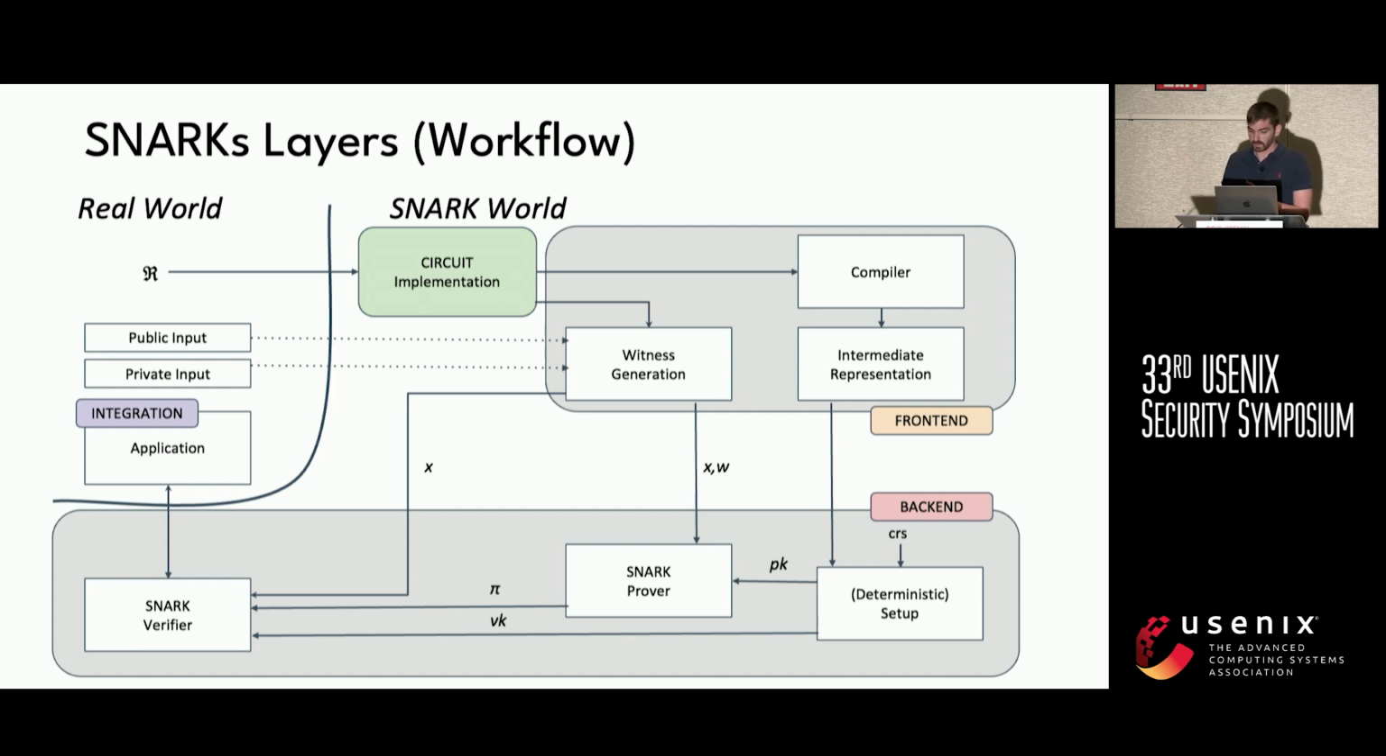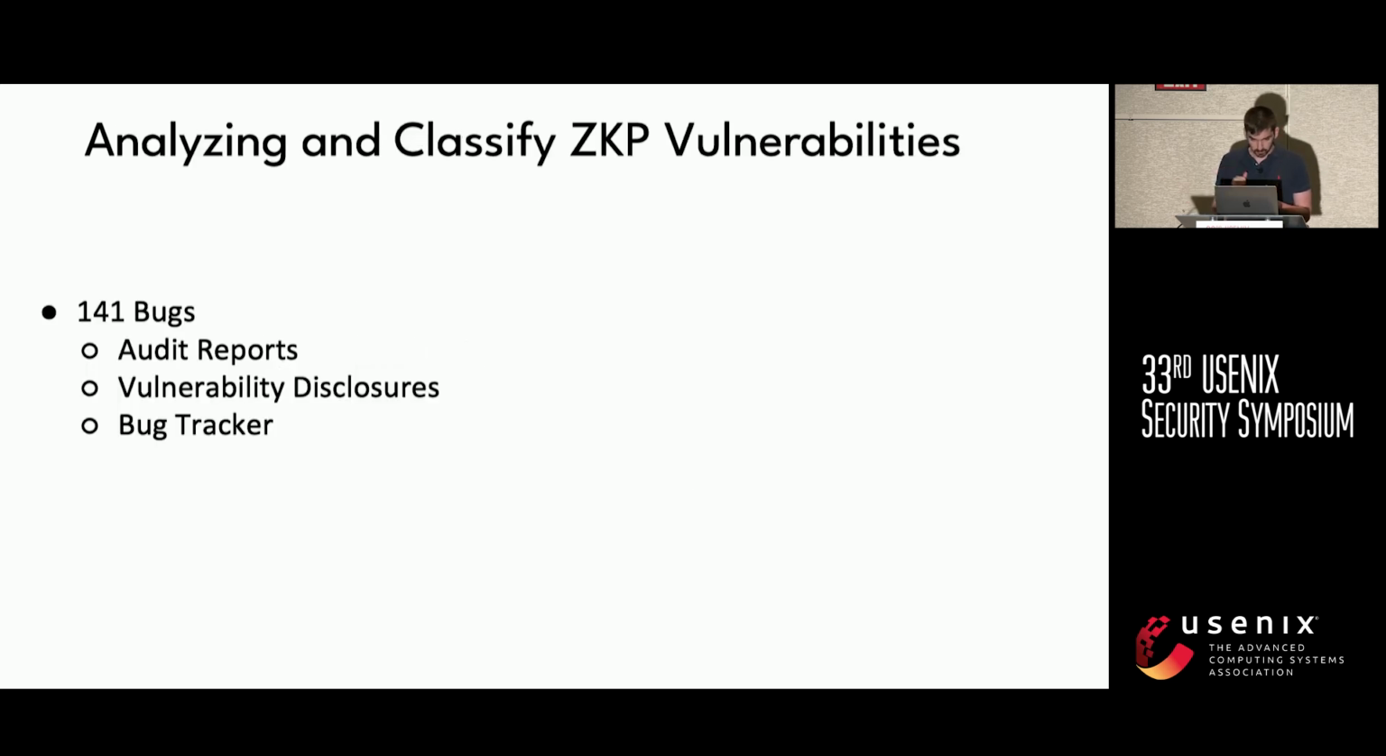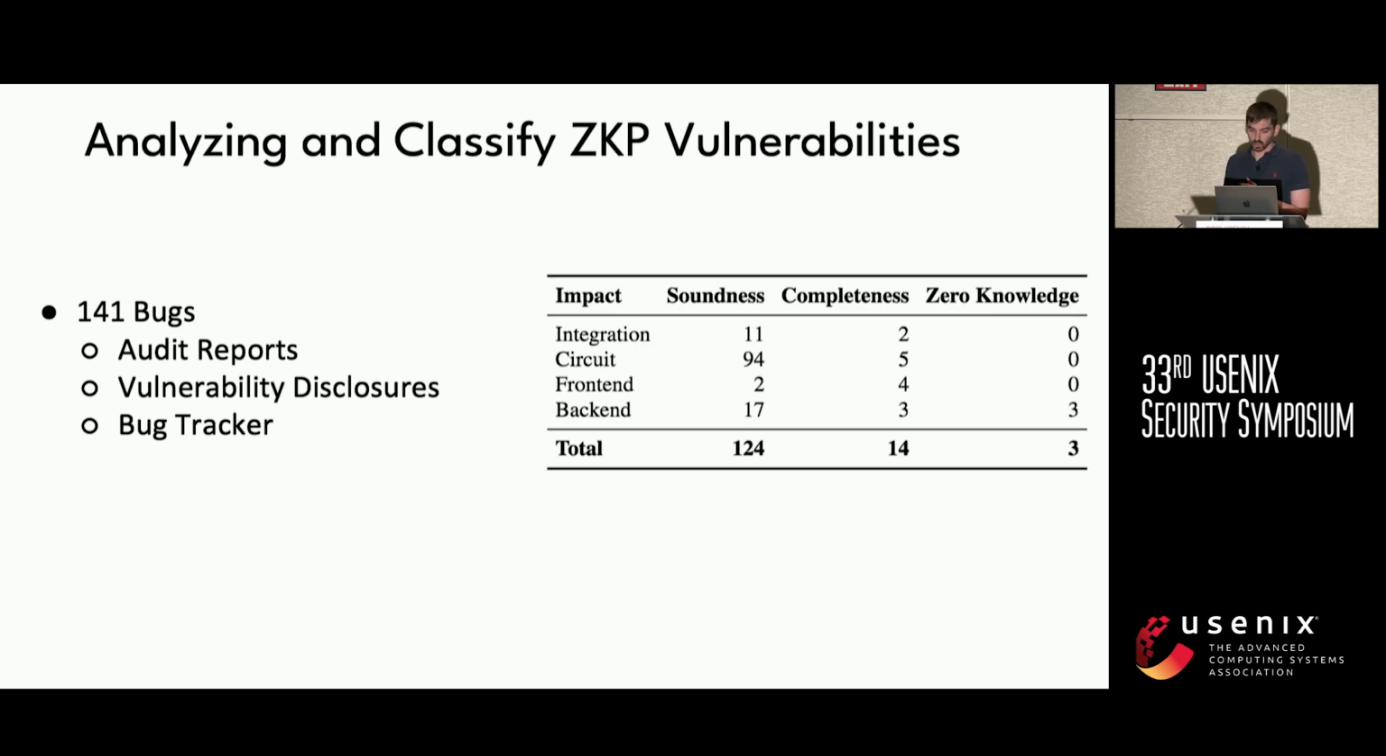One other important point here is that both the backend and the frontend are critical, and if any vulnerability is there, then it doesn't matter if our circuits are formally verified, they can still be exploited. Okay, so here are the main results, and we notice that most vulnerabilities are in the circuit layer, and most of them are soundness bugs, which is really bad.